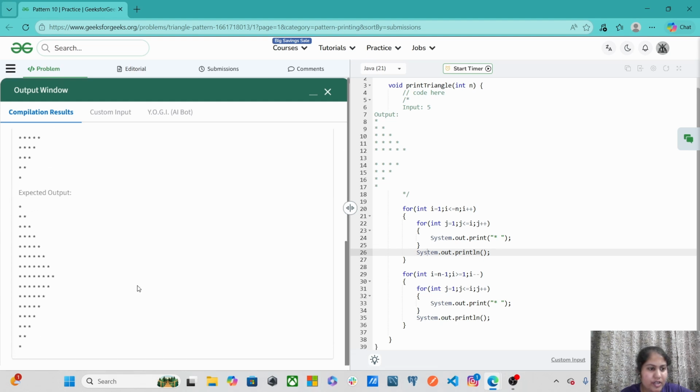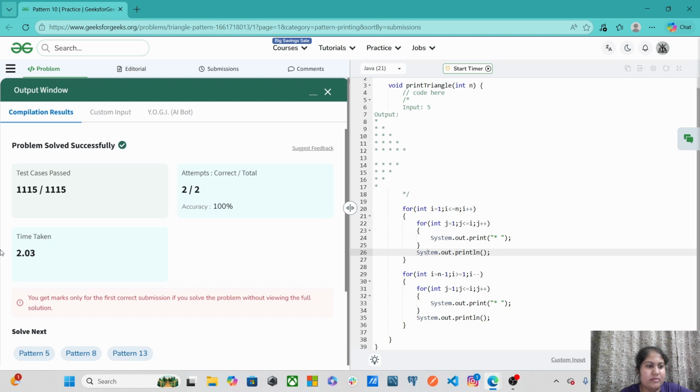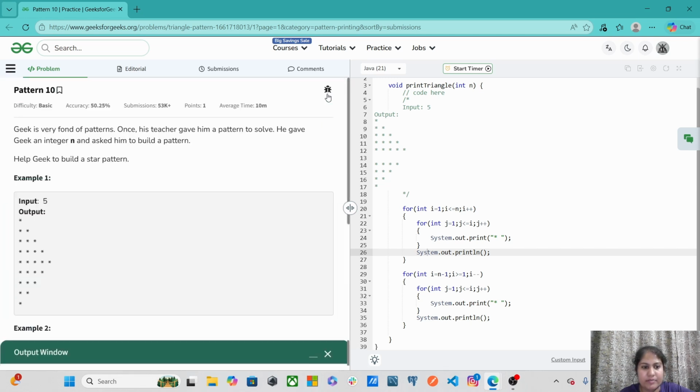I have used 8 as well. It is working absolutely fine. Let's try to submit it. Yeah, it is working absolutely fine. If you solve this problem for the first time, you might get marks as well.